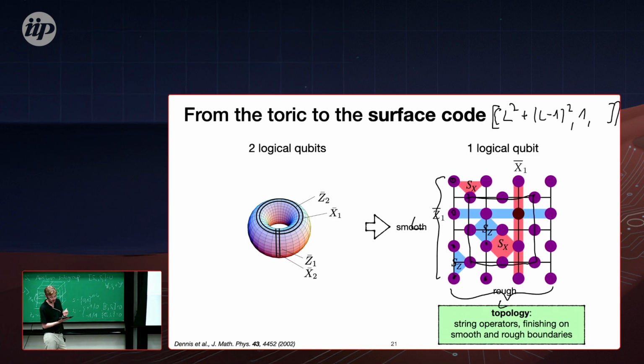It will again be L, the linear dimension of the lattice. Okay.